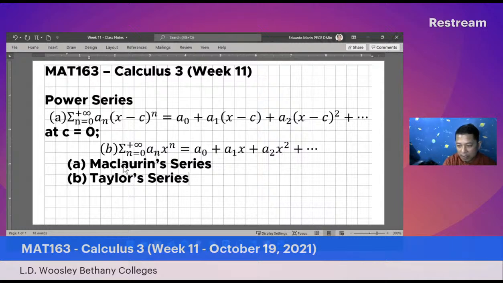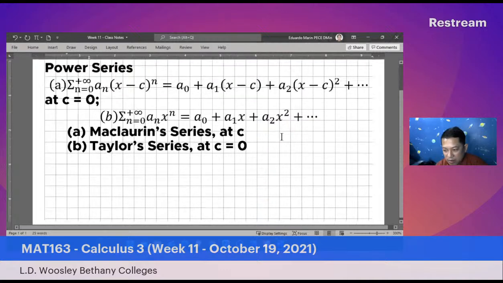So the difference between them is that the Maclaurin series is at C. So there's a certain value of C; the Taylor series is at C equal to 0. That is the certain value of C for Maclaurin, but basically both are the same, similar items here. Okay, so let's move on.